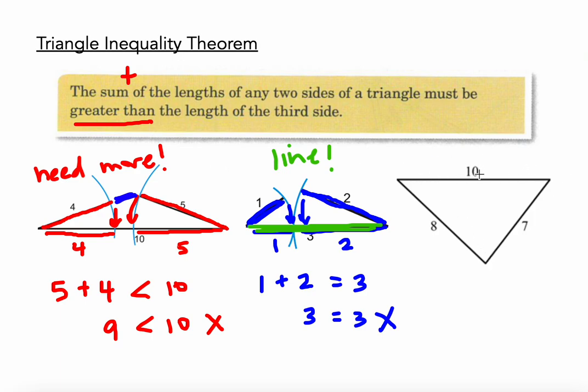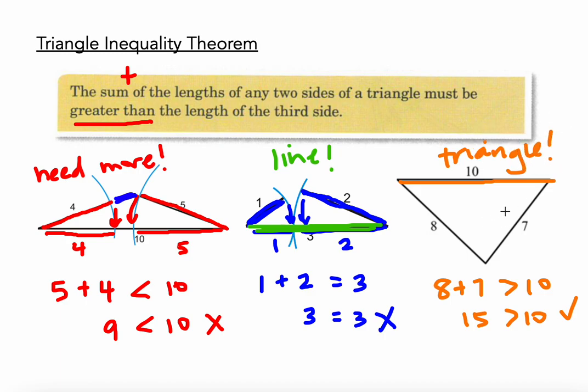Now here, this 7, 8, and 10 triangle, it does work because it follows this theorem. 10 is that third side. 8 and 7, if we add them up, it is going to be greater than 10 because 8 plus 7 is 15. 15 is greater than 10. So it does make a triangle. It has that extra length to get pointy and away from that 10 and create a triangle. So this is the only one that creates a triangle.